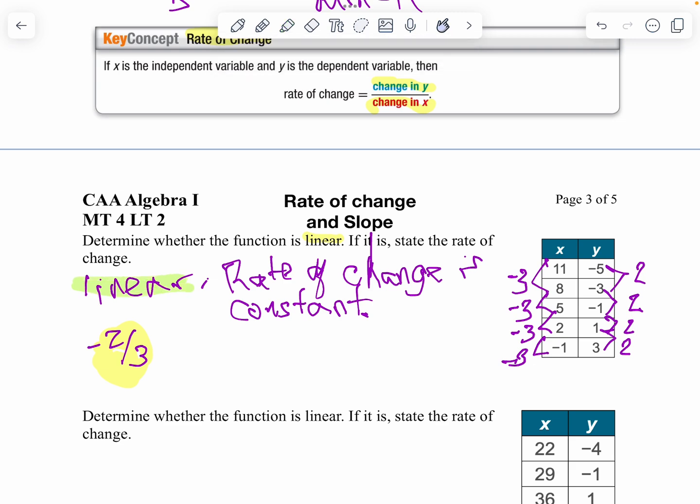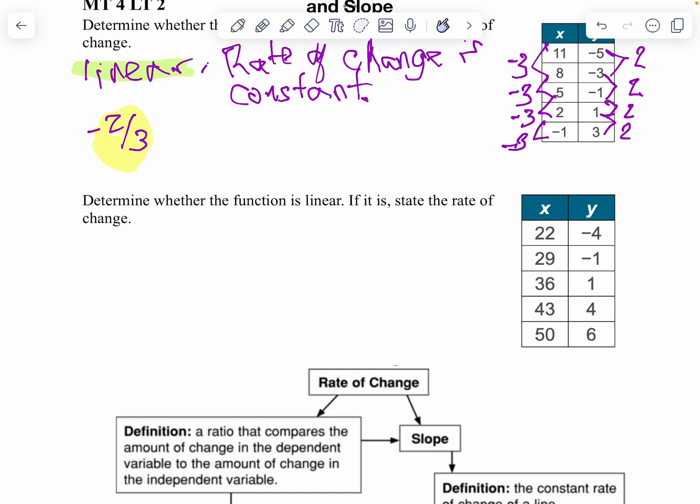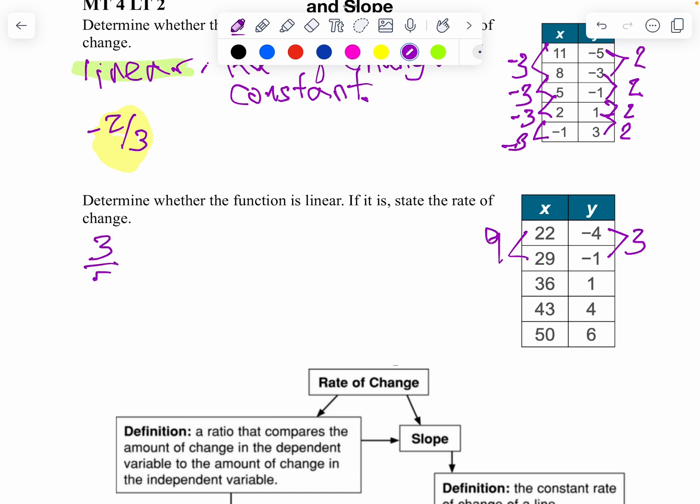Now let's take a look at the next one. From -4 to -1, I'm going up 3, aren't I? From 22 to 29, I'm going up 7. So my rate of change is 3/7. Now from -1 to 1, I'm going up 2. From 29 to 36, I'm going up 7, aren't I? And we can definitely see 3/7 does not equal 2/7.